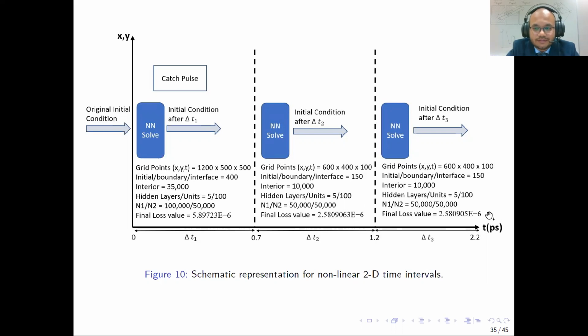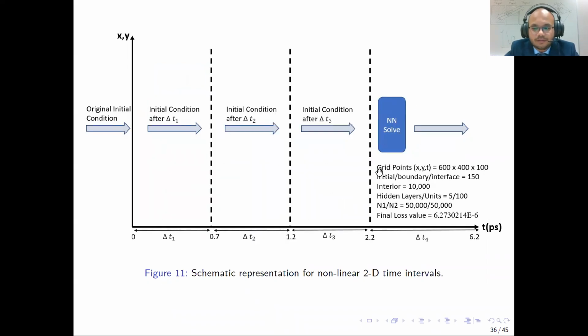Now we use this as the initial condition for our 4th time interval, which is from 2.2 picosecond to 6.2 picosecond, and we kept almost the same configuration to get a final loss function value of 6.2 times 10 to the power minus 6.